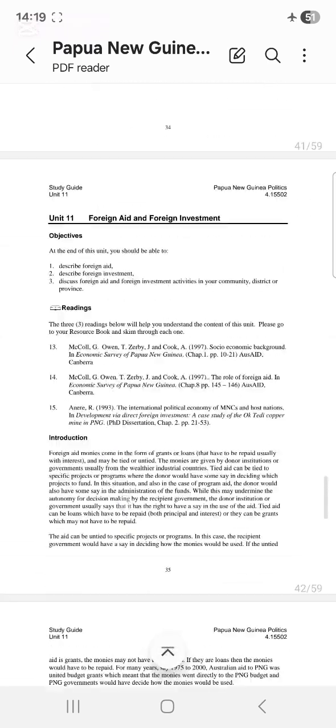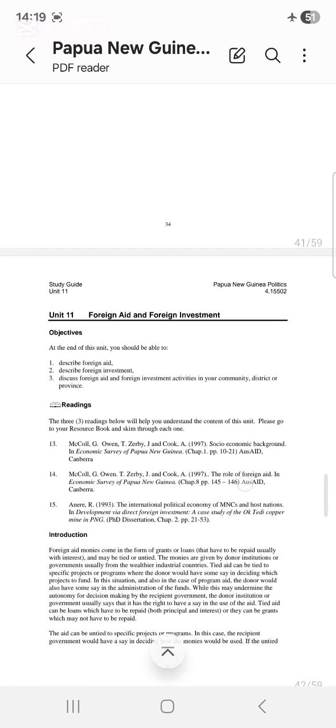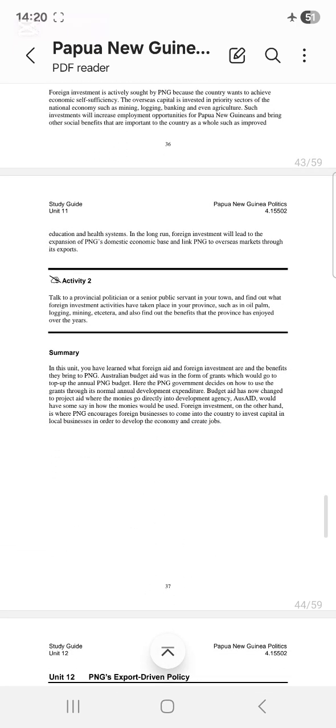All right, so let's look at the summary. So our third objective is to discuss foreign aid and foreign investment activities in your community. So probably that's up to you to pick out or identify. So foreign investment and foreign aid, importantly, are two different concepts. Two different ideas.